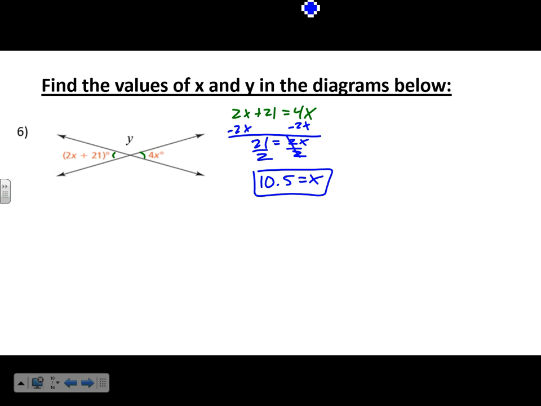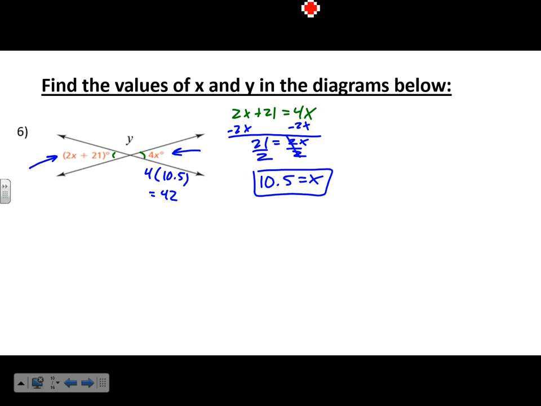That's great. But then what's y going to be? Now that's where we sub that 10.5 back in. It doesn't matter. You can sub it into this one or this one. It doesn't make any difference because you're going to get the same answer because they're congruent. So I'm going to sub it into 4 times 10.5. That means this is 42.